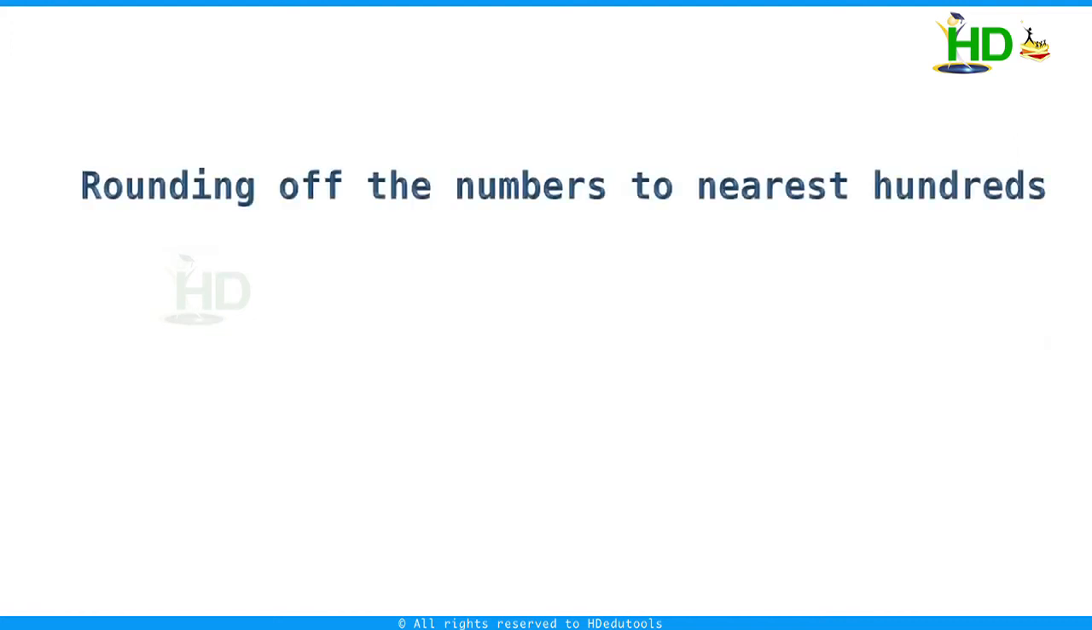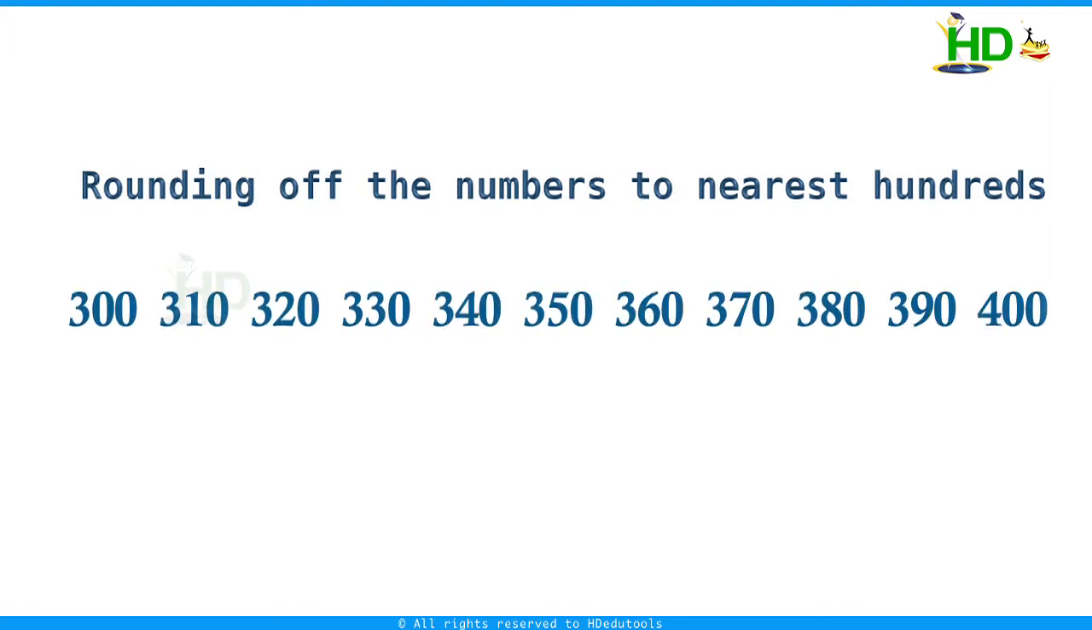Now rounding off the numbers to nearest hundreds. Now consider these numbers. Suppose we want to round off the number 330 and also 360 to its nearest hundreds, then what will you do? Now if we see here 330 is nearer to 300. So it is rounded off to 300. Whereas 360 is nearer to 400. So it is rounded off to 400.